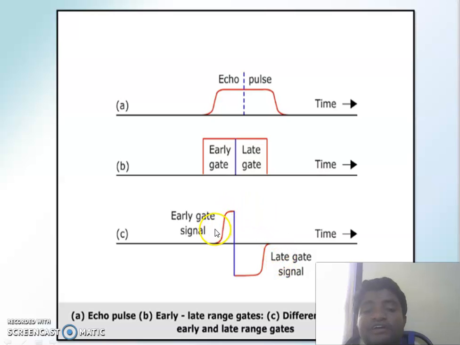By observing the third figure, the signal energy present in the early gate is less compared to the late gate. By subtracting the early gate response from the late gate response, you can get the error signal. The error signal is used to reposition the early gate and late gate with the center of the echo pulse.